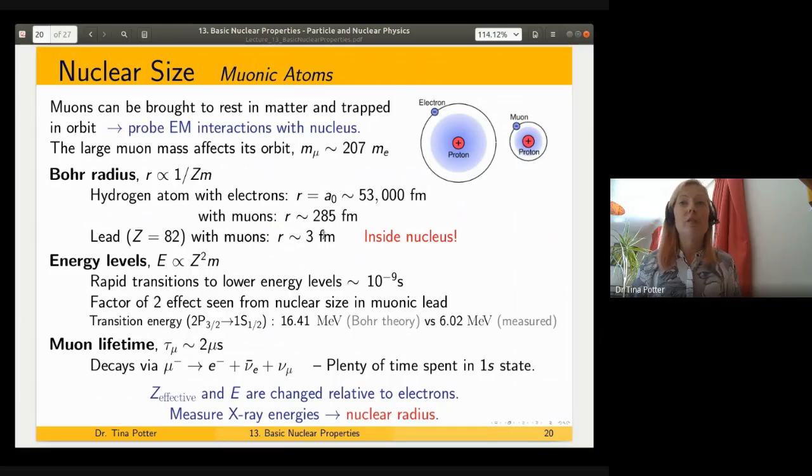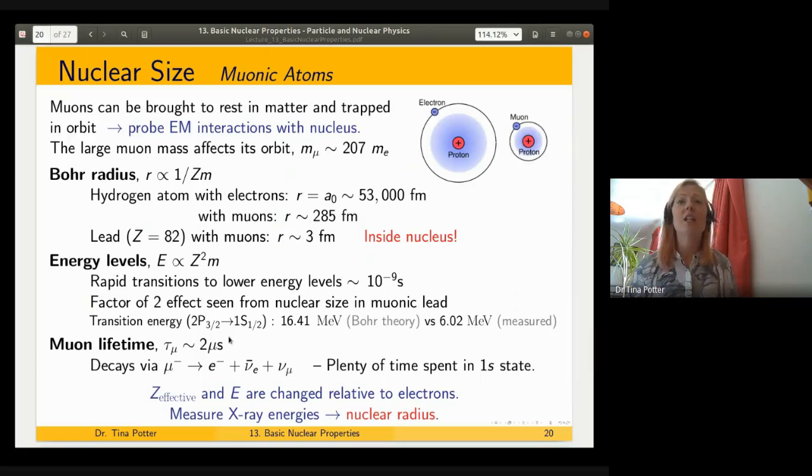Now, the energy levels of the muon orbiting nuclei is also different because, again, it's far more massive. So the muon will rapidly undergo transitions to the lower energy levels, of course. Now, the muon isn't stable, but it's got plenty of time to do that. So the transitions will happen on the order of 10 to the minus 9 seconds, wherein its lifetime is about 2 microseconds. It's got plenty of time to do that.